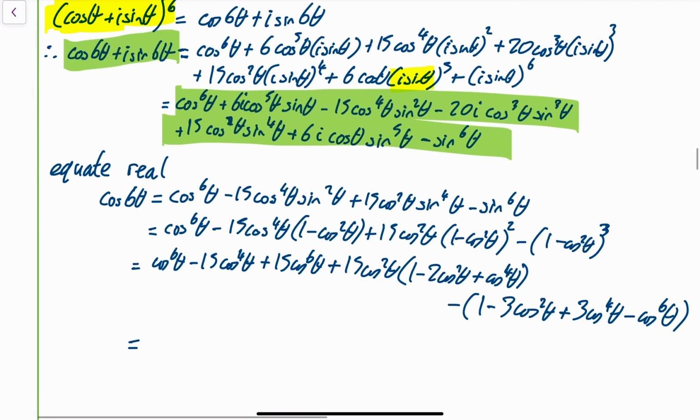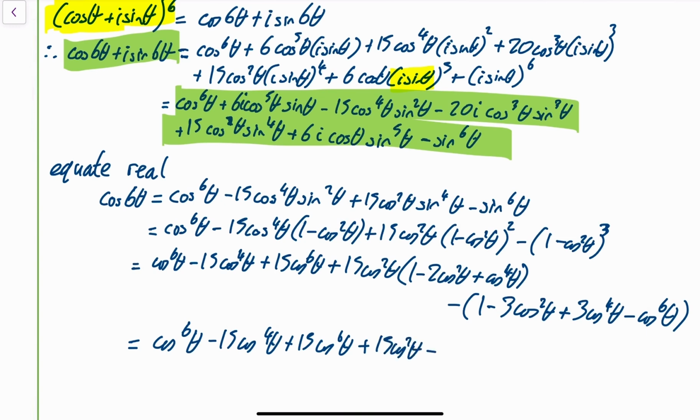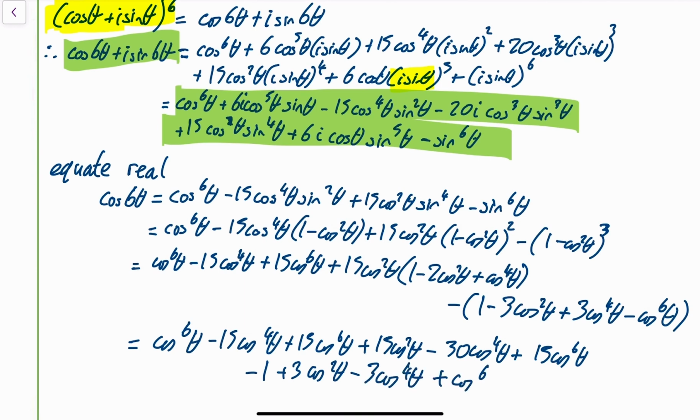Sort that out, you will get cos to the power of 6 theta minus 15 cos to the power of 4 theta plus 15 cos to the power of 6 theta plus, and then that would be 15 cos squared theta minus 30 cos to the power of 4 theta, and then plus 15 cos to the power of 6 theta. And then I'm doing this last bracket, so I'll just do it underneath there, minus 1 plus 3 cos squared theta minus 3 cos to the power of 4 theta, and then plus cos to the power of 6 theta.